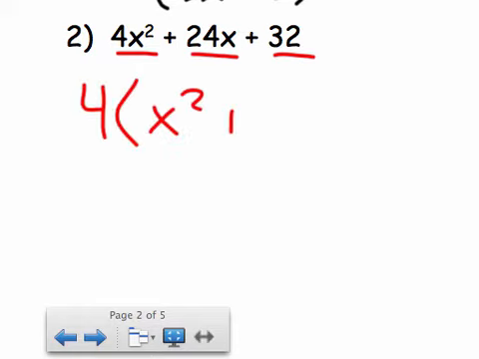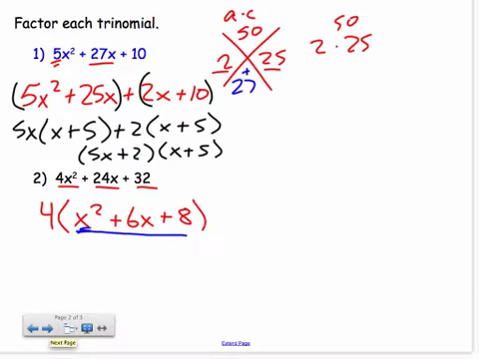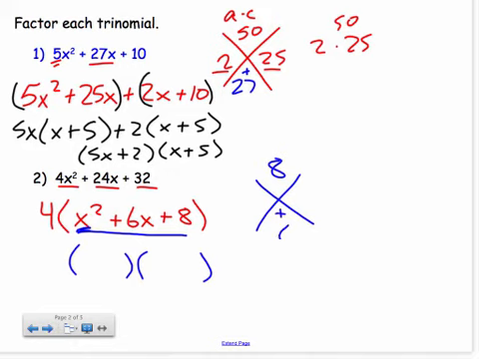So I get x squared plus 6x plus 8. Well, this makes things nice, because I already know how to factor a quadratic when there's no coefficient on my x squared. I can split that into a product of two binomials by using my factors of c that add up to b. I know it's going to be x and x. And if I take a look, factors of 8 that add up to 6 would be 4 times 2.